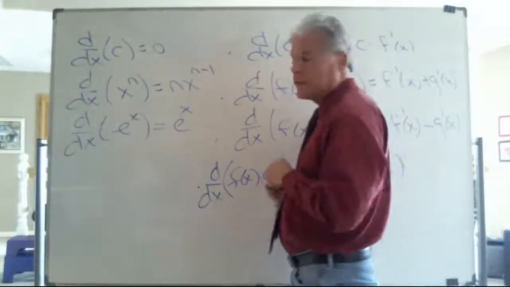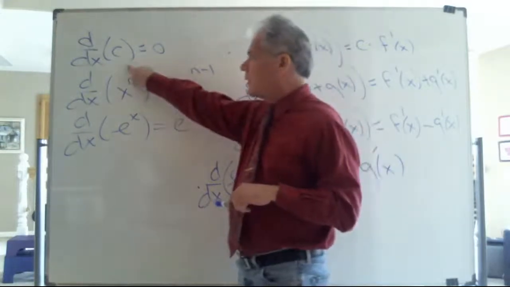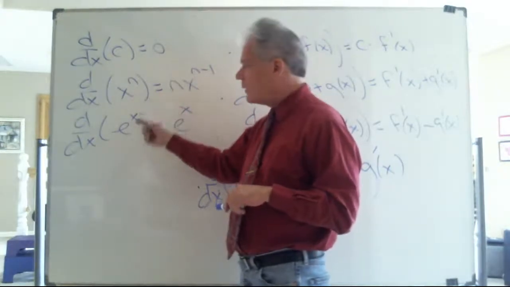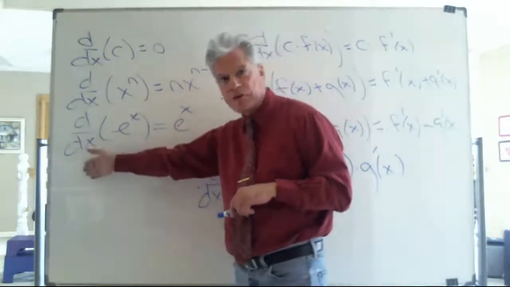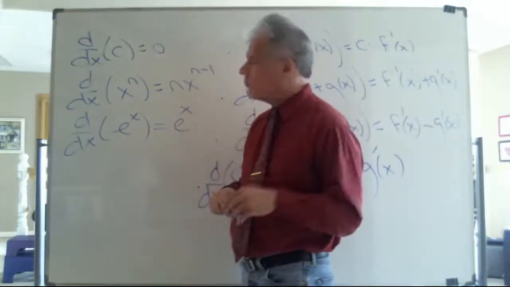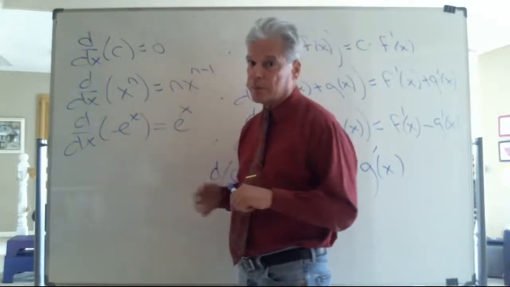Let's take a peek at what we have so far. What we have so far is the following. To differentiate a constant, I simply get 0. Here's my power rule for differentiation. And the exponential function is the only non-trivial function that remains unchanged through the differentiation process. Unfortunately, these are the only types of functions we can differentiate so far.